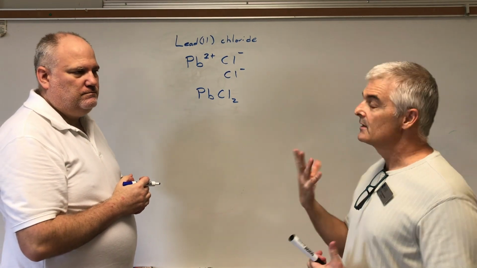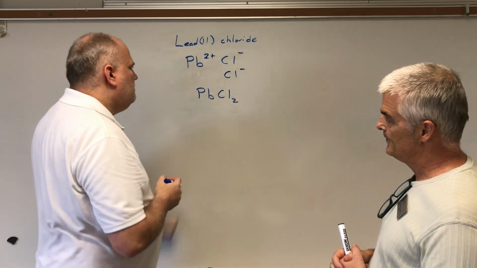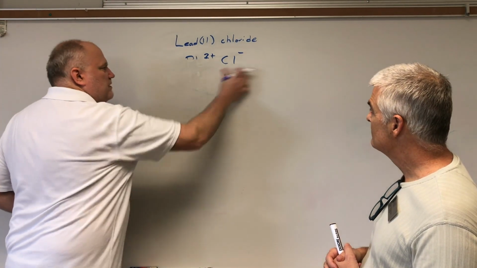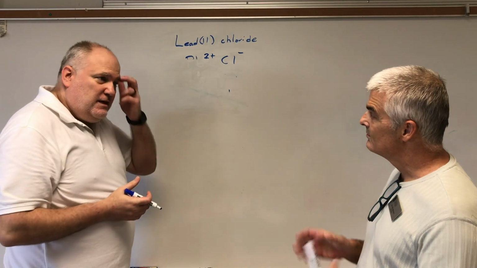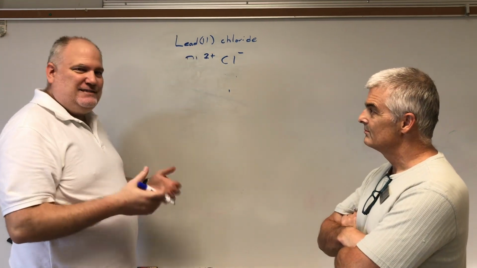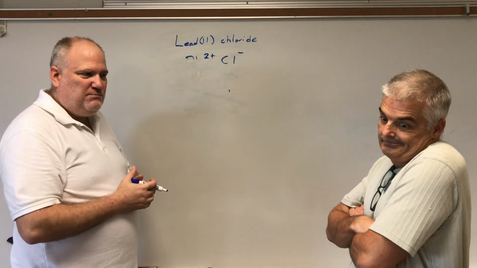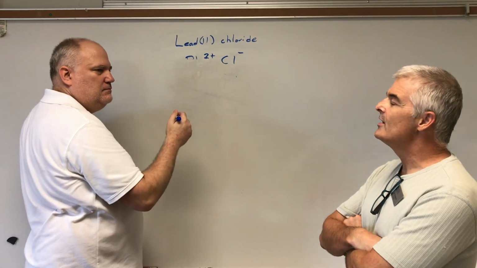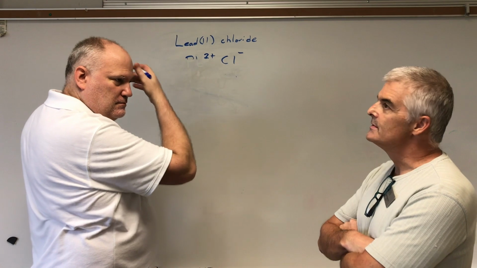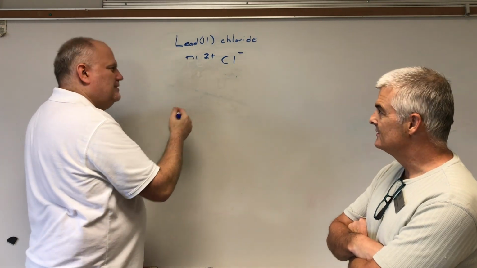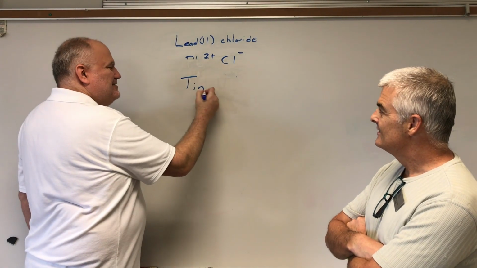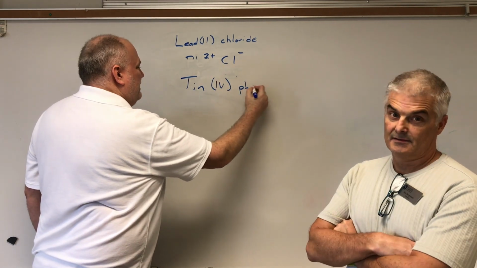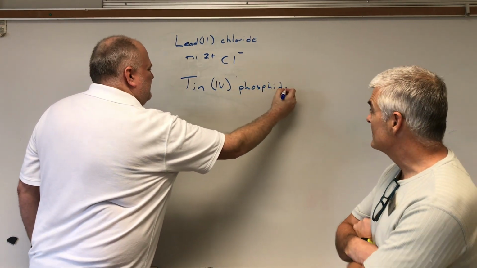This is true. Let's try one more that's real tricky. As we go through this, I'm going to write below with my finger. When you have a Roman numeral, it doesn't get all that tricky because it automatically tells you what the positive charge is. So let me do one that is kind of... Why don't we do tin IV phosphide? Tin IV phosphide. Now that's odd, I know, but it's not terrible.